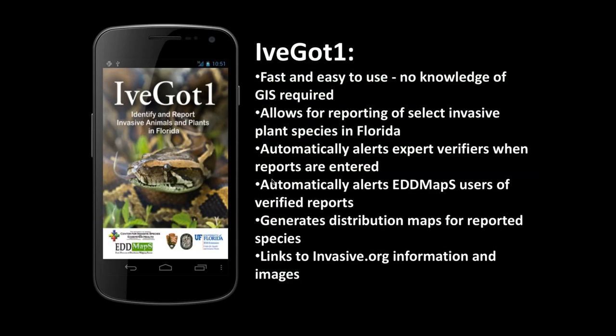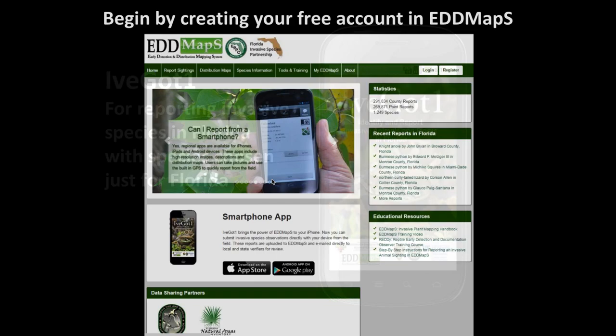So it's fast and easy to use. Talking with the smartphone app, no GIS knowledge is required. However, you can use the data going into EDDMapS for GIS projects. And the difference with the I've Got One app from other apps that we've created for other regions basically is the species that are selected to report. And you can report all taxa. So, reporting invasive species in Florida.